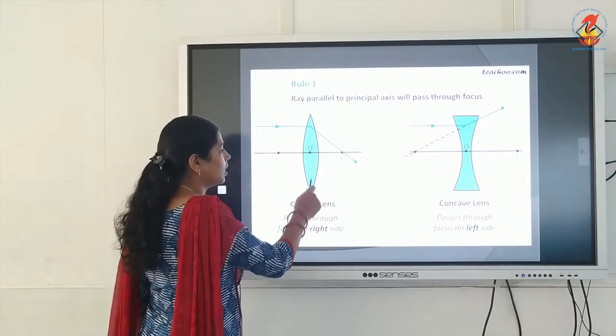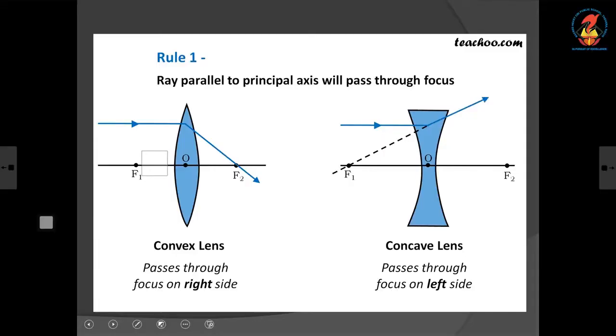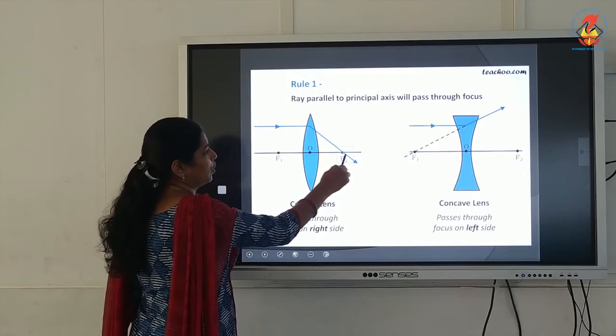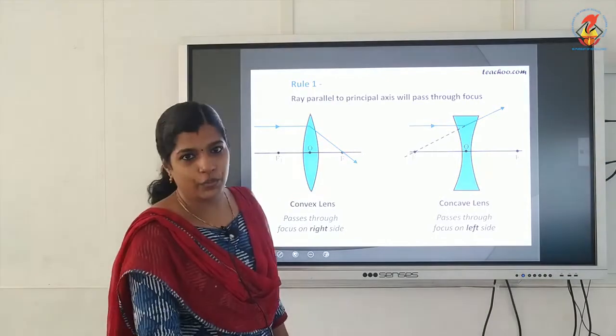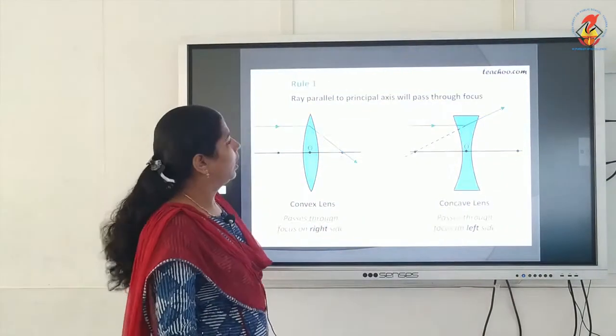So, it is a convex lens. This one is the principal axis. I told you 2 principal foci will be there for lenses. Normally, they are represented by the letters F1 and F2. So, a ray of light parallel to the principal axis, after refraction, passes through the principal focus on the other side of the lens. On the other side of the lens.